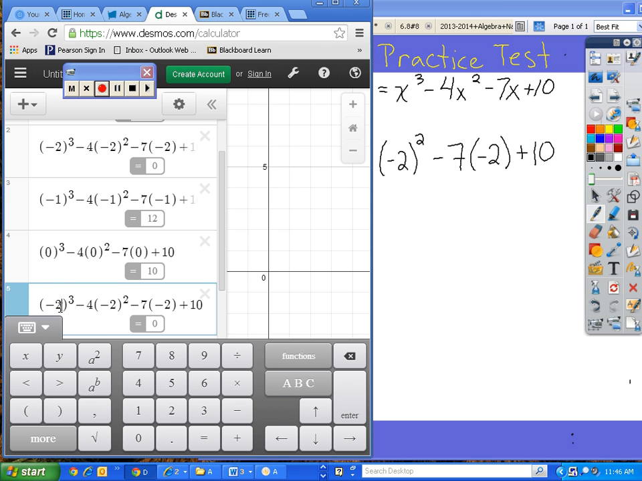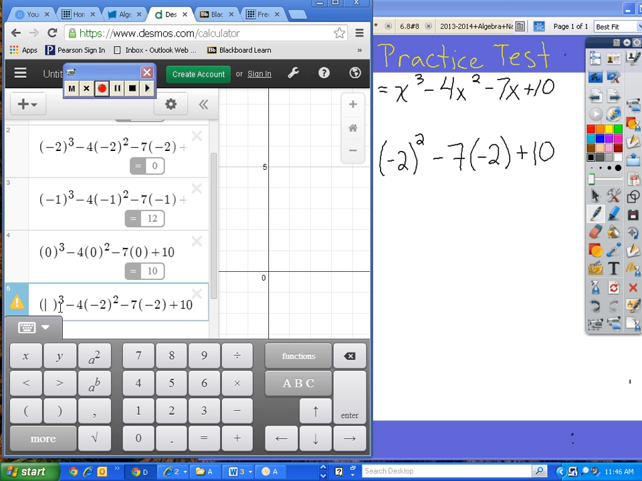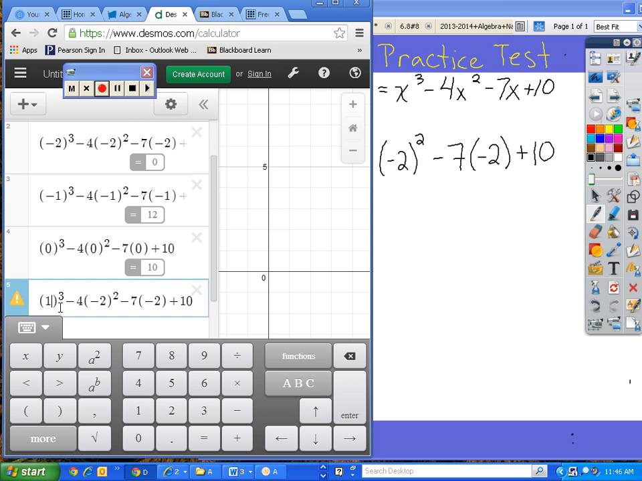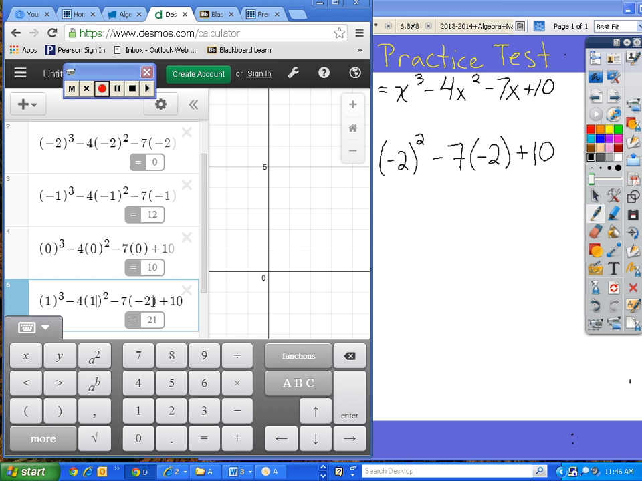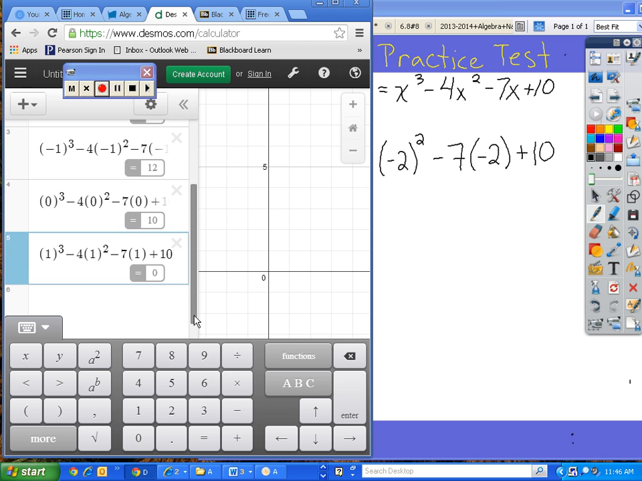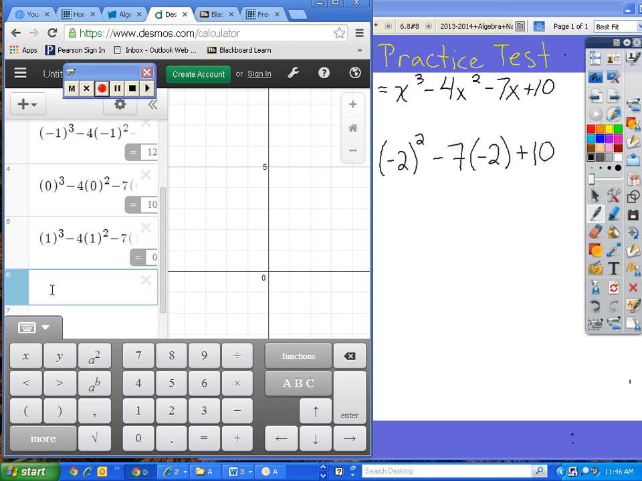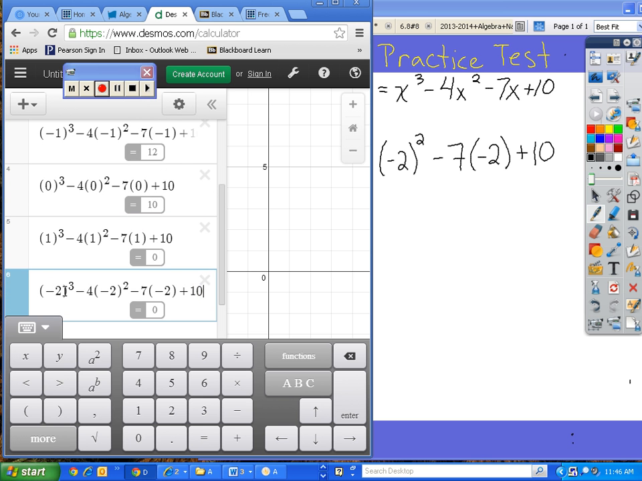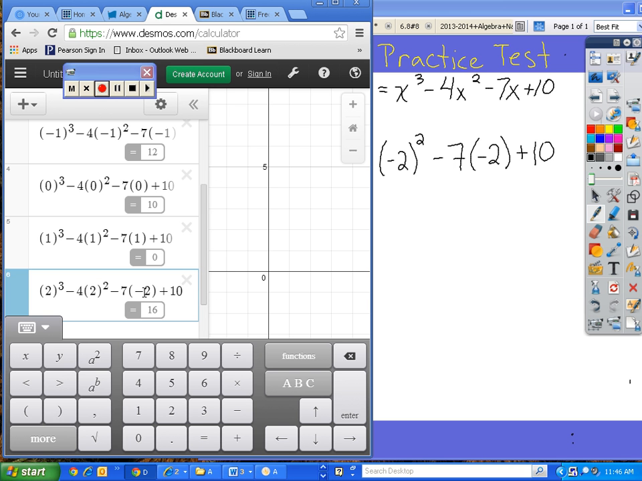So as you can see over here, I've done -2, -1, 0, 1. I'm going to change all of my terms to 1, and that gives me another term. I can see here where my zeros are going to be. And we'll do 2 for our last term.